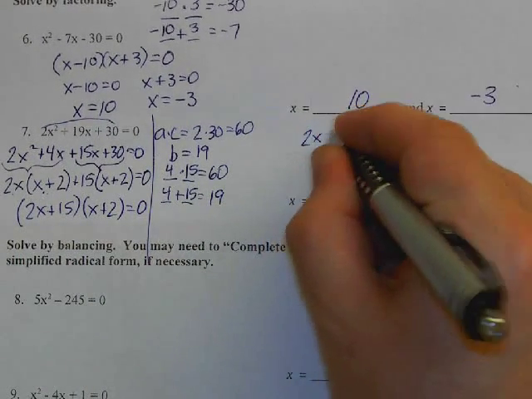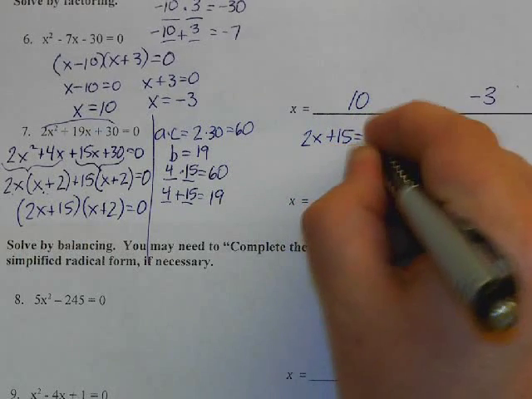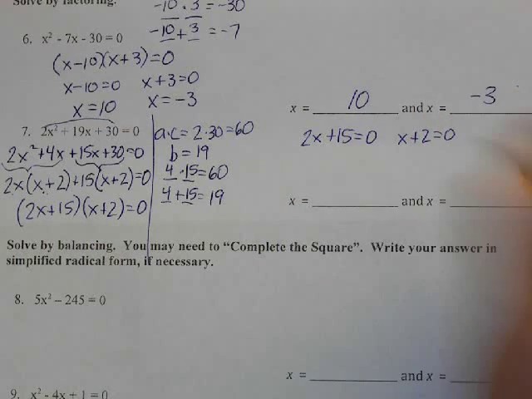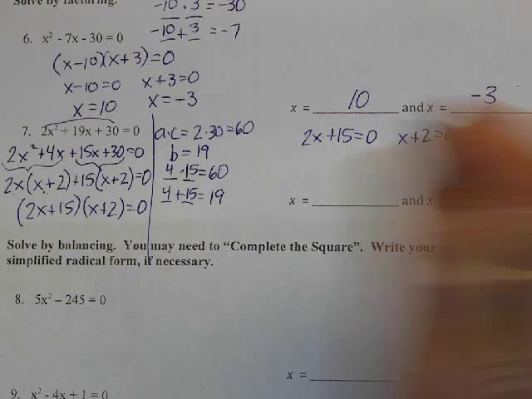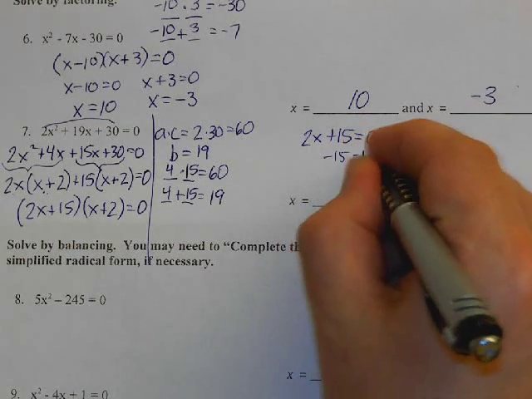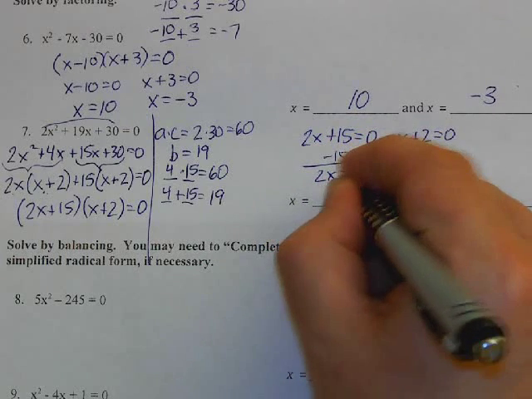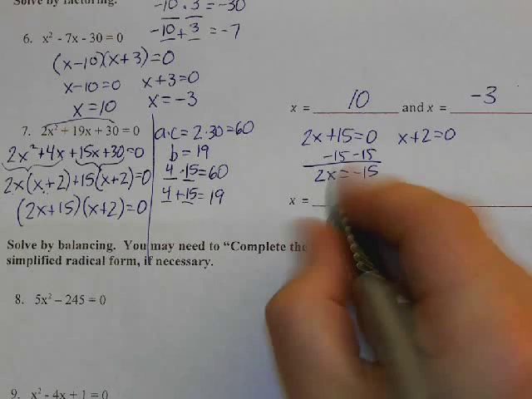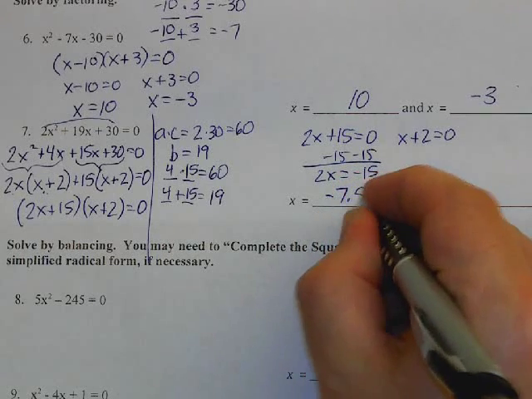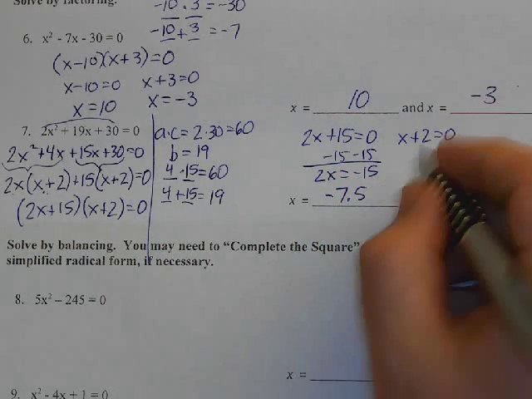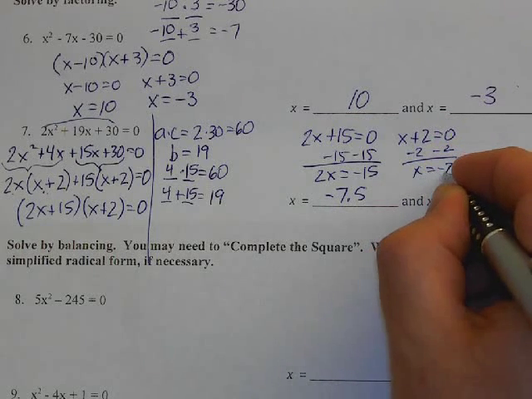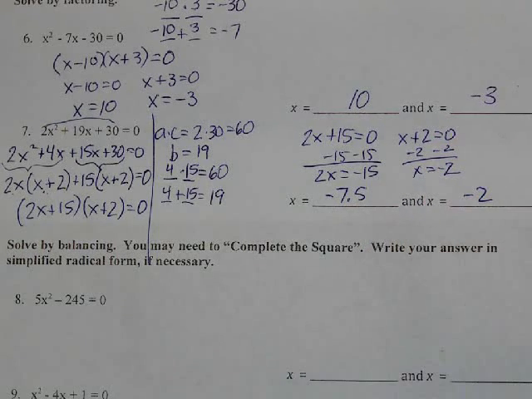And then we just set each factor equal to 0, find the solution to those two equations, and those will be our solutions to our original equation. So we get 2x equals negative 15. Divide both sides by 2. X is negative 7.5. Here, we subtract 2 from both sides, and we get negative 2. So x is negative 2.